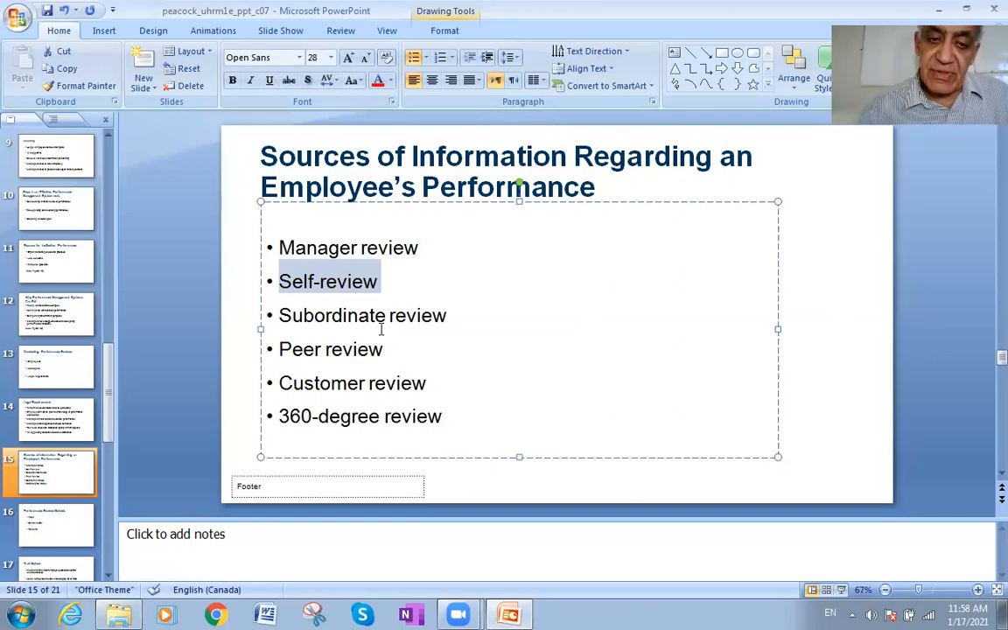Subordinates review, so the other employees review. Peer review, as an example, when I ask your colleague, the co-worker, about your job, because they also see. He sees also because he's working beside you, so he knows you. So I can get information about your performance from your peer, from your colleague.